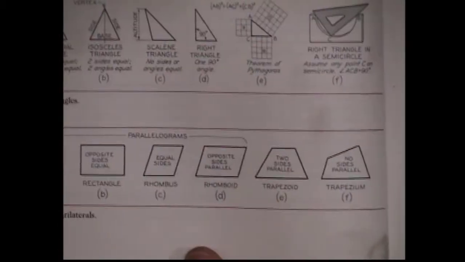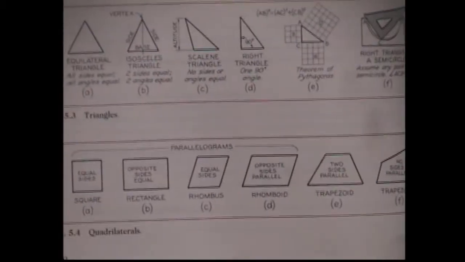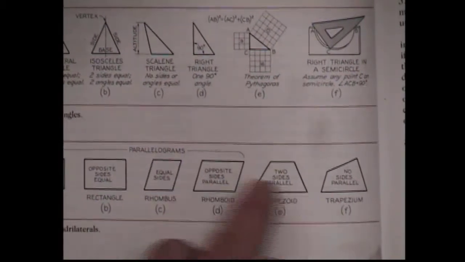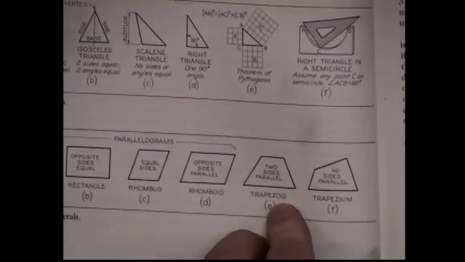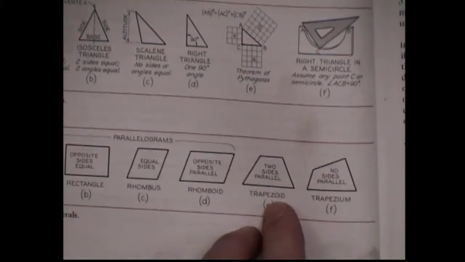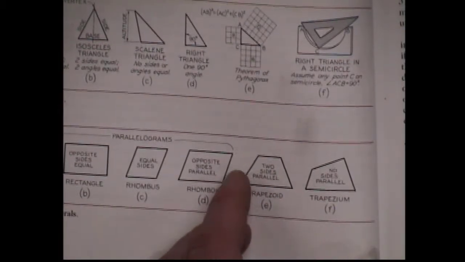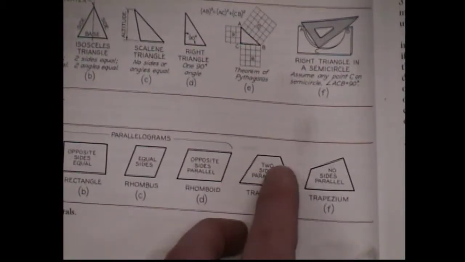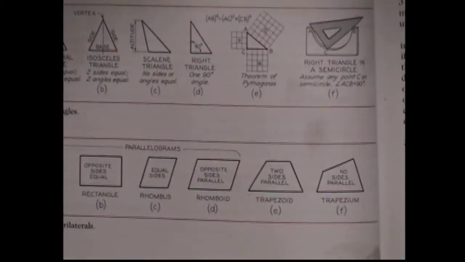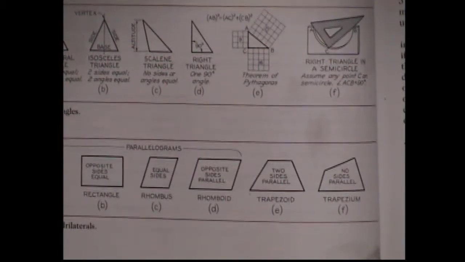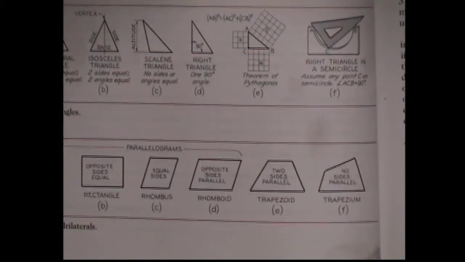And then we have 2 more 4-sided objects. All of these were 4-sided objects, but the first 4 were the only ones that were parallelograms. And a trapezoid is a 4-sided object, but it is not a parallelogram and it's not a regular polygon. Two sides are parallel, but you don't necessarily have to have any equal angles or any equal sides. Same thing about the trapezium. No sides are parallel and no angles have to be equal.